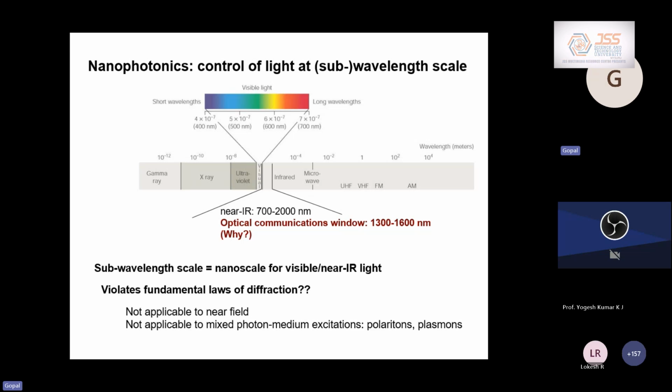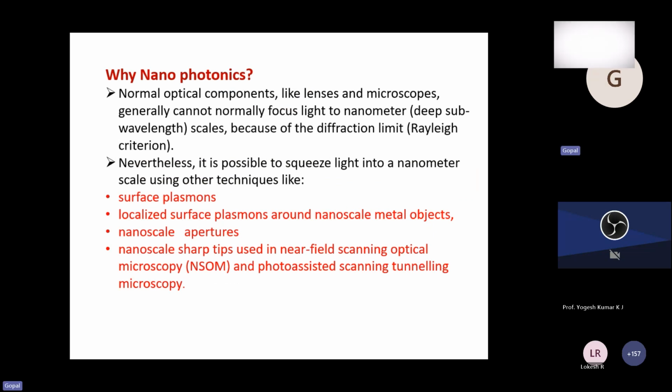So why the nanoparticle? Normal optical components like lenses and microscopes generally cannot focus light into a nanometer scale, because there is a diffraction limit, because diffraction controls.